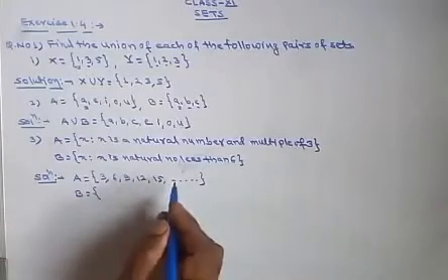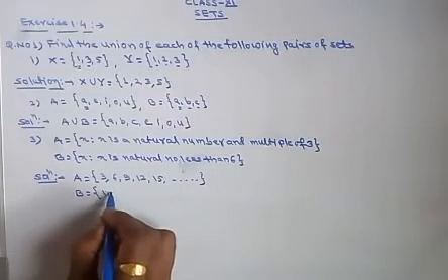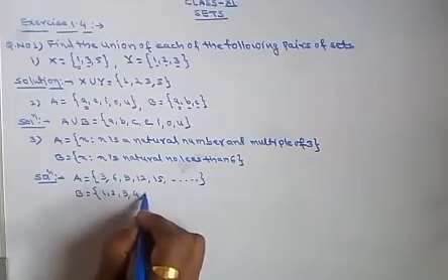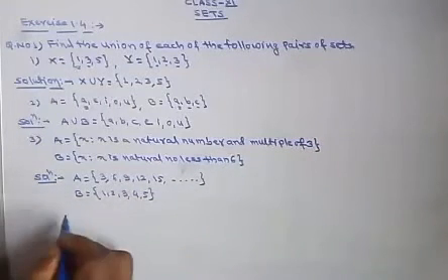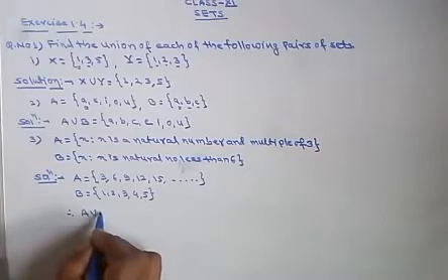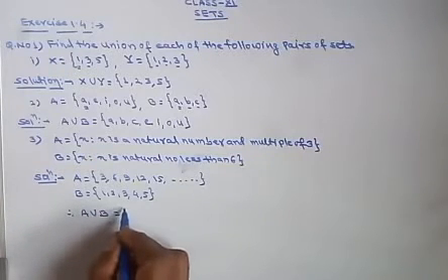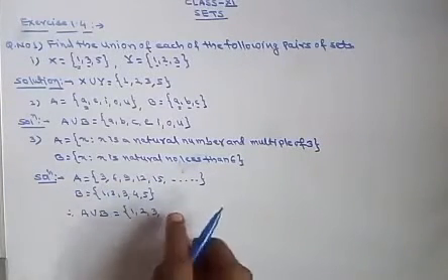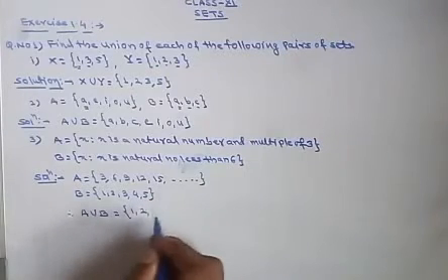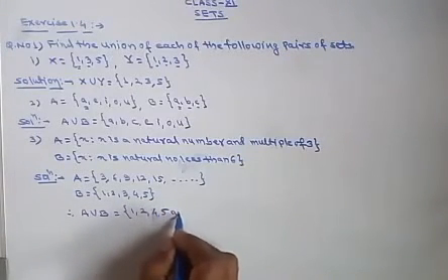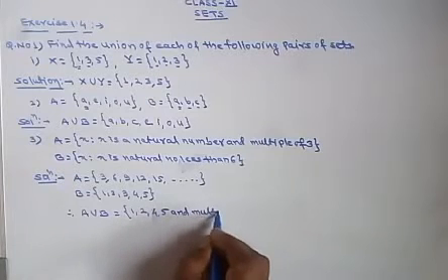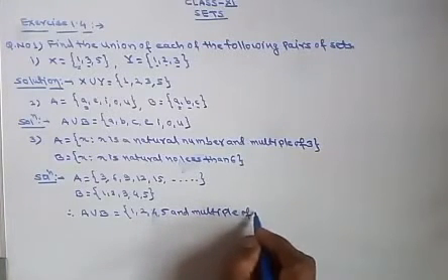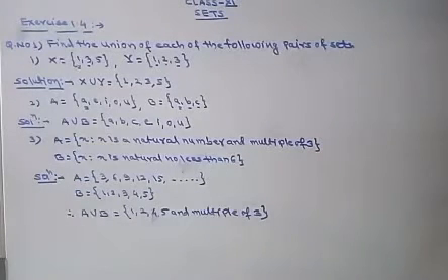Set B is x is a natural number less than 6. So 1, 2, 3, 4 and 5. Natural numbers less than 6. Therefore A union B equals 1, 2, 3, or I can write here 1, 2, 4, 5 and the multiples of 3, and multiple of 3 means 3, 6, 9. Okay, so these numbers will come in this set.